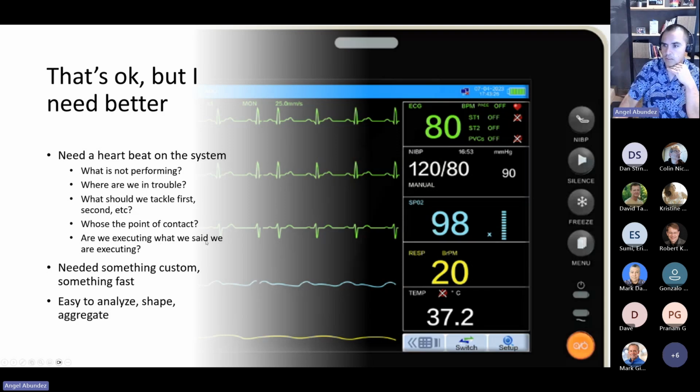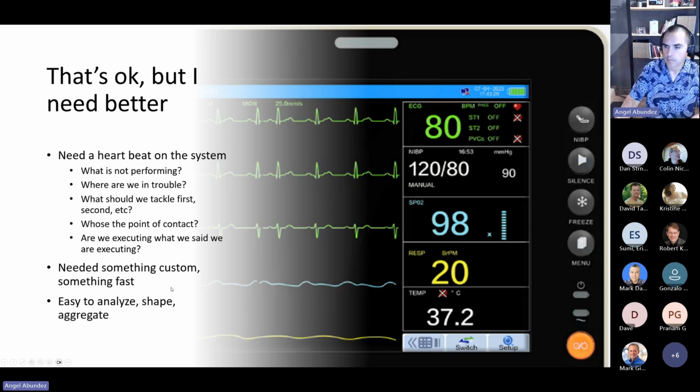And then this is an important one. Are we executing what we said we are executing? So I'll talk through a very practical example in my case where we had a job that had to run every 20 minutes. And that's what we said. We said, yep, this job runs every 20 minutes. And I had nothing to prove that our job was running every 20 minutes. So I needed something to be able to say that our job executed every 20 minutes and what it was supposed to do actually happened. I needed something custom, but I needed something fast.